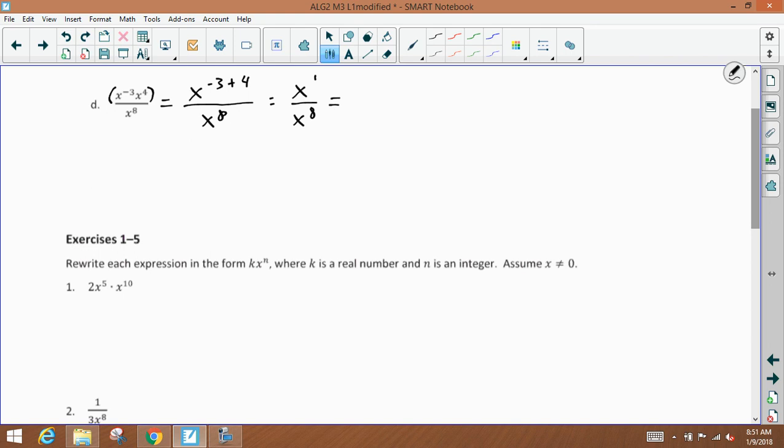And now I'm going to use property... Lost track now. Is it 5? It is 5? Cool. Somebody shook their head. Alright. So property 5 tells me that this is x to the 1 minus 8. Subtracting. So this becomes x to the negative 7th power, or 1 over x to the 7th by property 4.